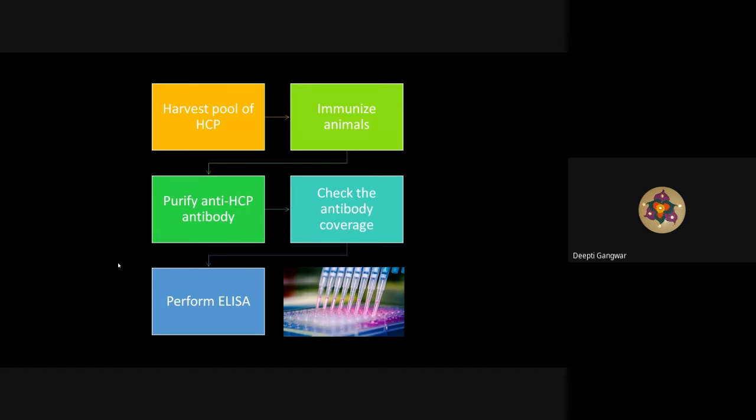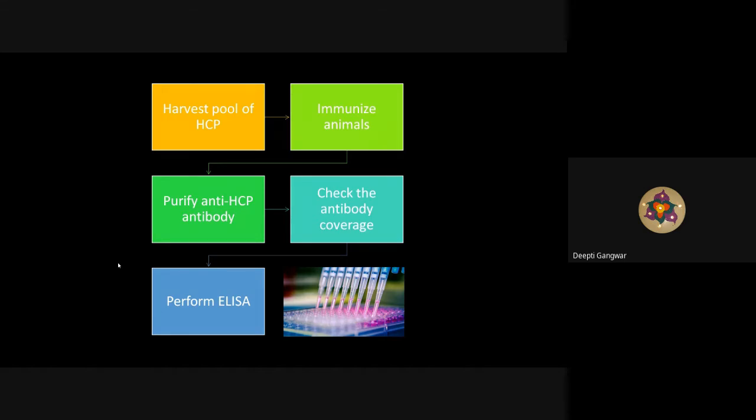Once you have done all this, the most important part is that you have to check the antibody coverage. Now, when I say that, suppose there are 100 HCPs, or 100 E. coli host cell proteins, present in my drug substance, but will they all be immunogenic? The answer is no. Out of, say, 100 proteins present in your pool, maybe 70 to 80% will be those proteins which are able to trigger the immune response in a rabbit or in a goat.